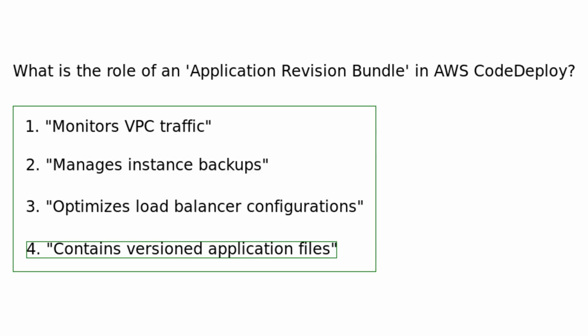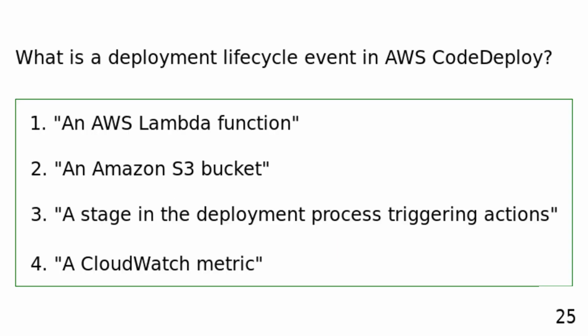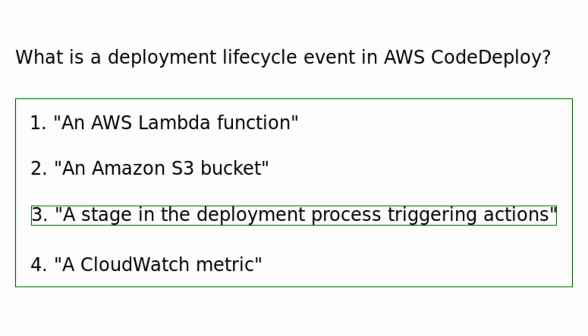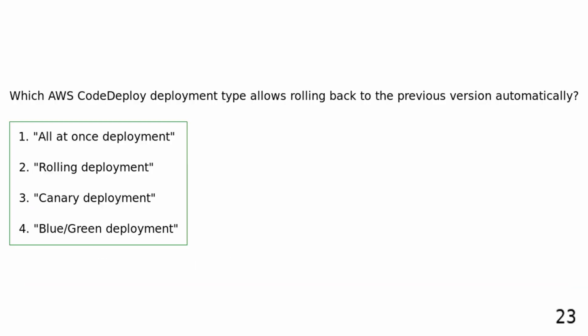What is a deployment lifecycle event in AWS CodeDeploy? An AWS Lambda function. An Amazon S3 bucket. A stage in the deployment process triggering actions. A CloudWatch metric. A deployment lifecycle event in AWS CodeDeploy represents a stage or step in the deployment process that triggers specific actions or checks.